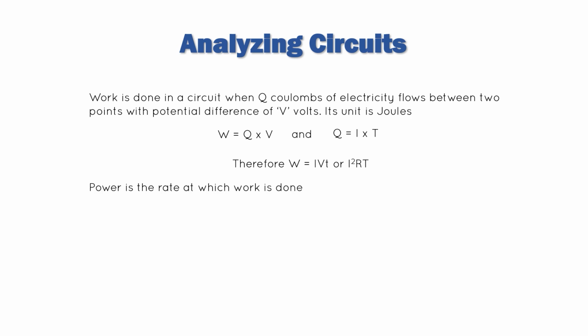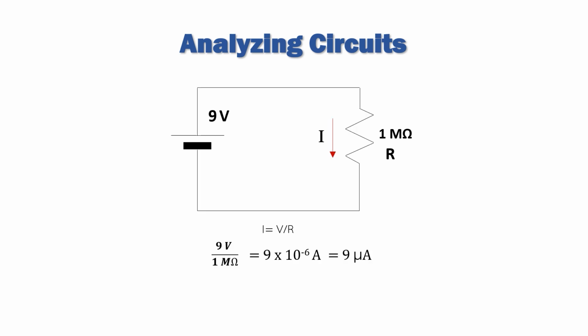Also, power is the rate at which work is done, and power is equal to work over time, which is also equal to IV or I squared R, where I is current, R is resistance, V is voltage. So back to our circuit. Knowing the power rating of your resistor is very important. If you exceed this power rating, you will damage your resistor.